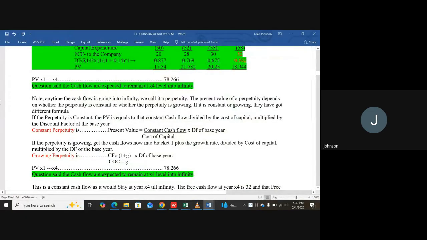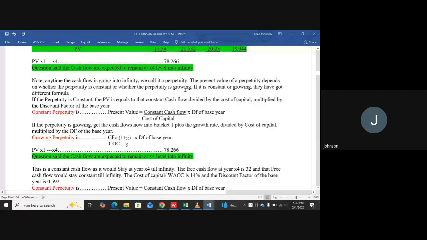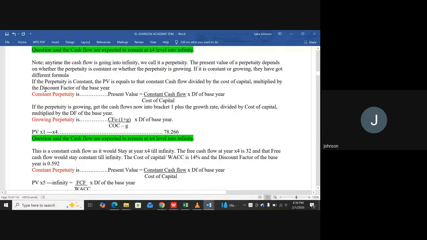So let's continue. They say that if the perpetuity is constant, the present value is equal to that constant cash flow, divided by the cost of capital, multiplied by the discount factor of the base year. So let me explain this to us.